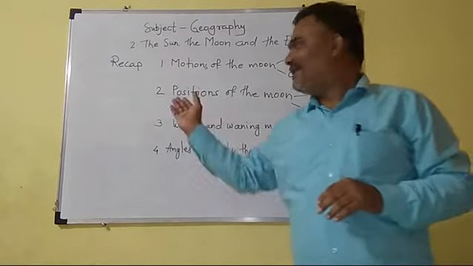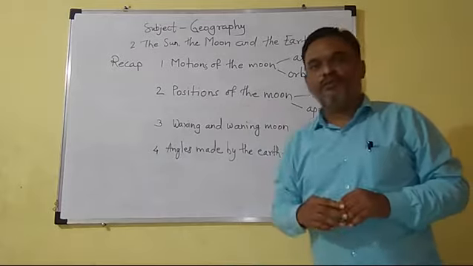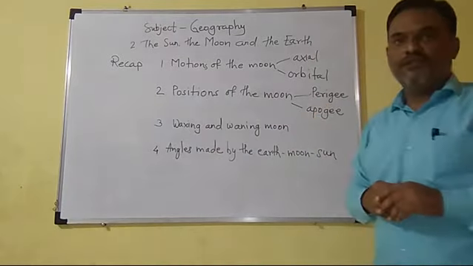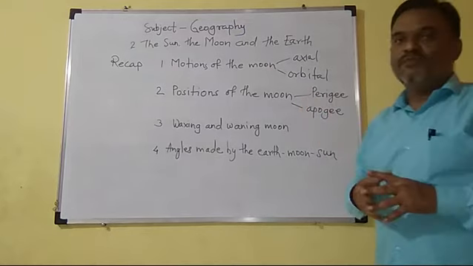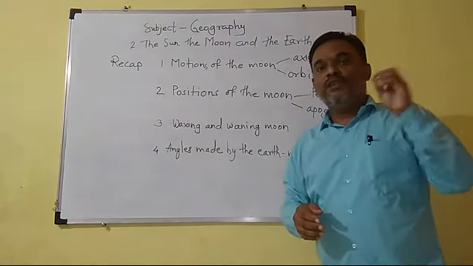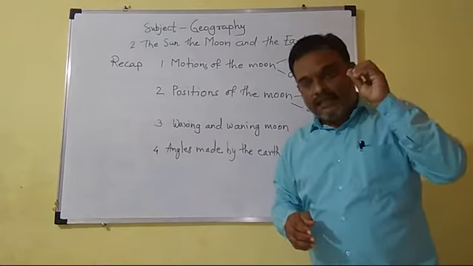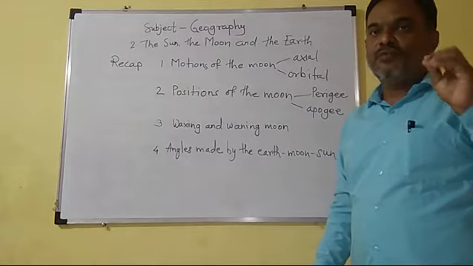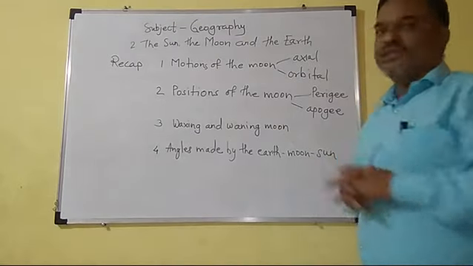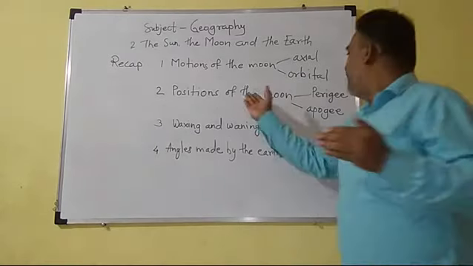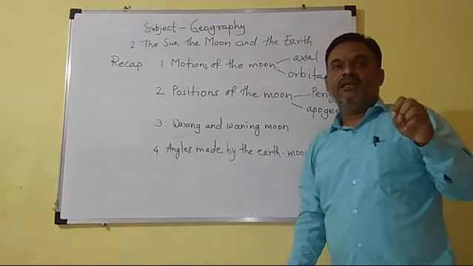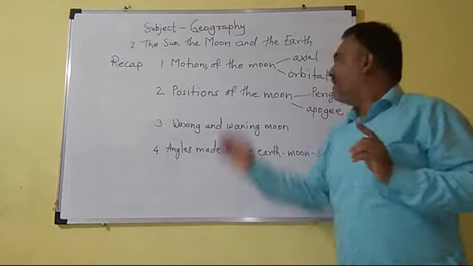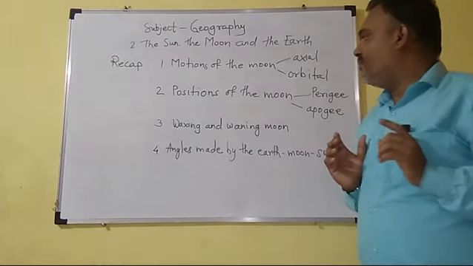The second point that we studied in the last period was the positions of the moon, the perigee position and the apogee position. The perigee position is when the moon is at its closest to the earth. And when the moon is at the farthest from the earth in its own revolutionary orbit, it is called the apogee position of the moon.